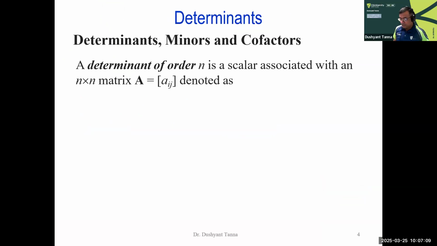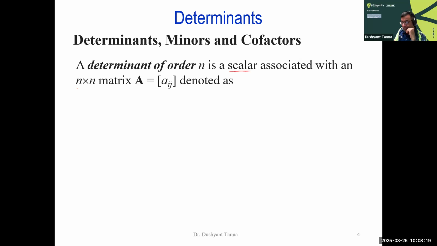Okay, today we introduce something that is called the determinant. So what is a determinant? First of all, we should understand that the determinant of order n is a scalar. That's very important. It is a scalar number that is associated with an n cross n matrix.